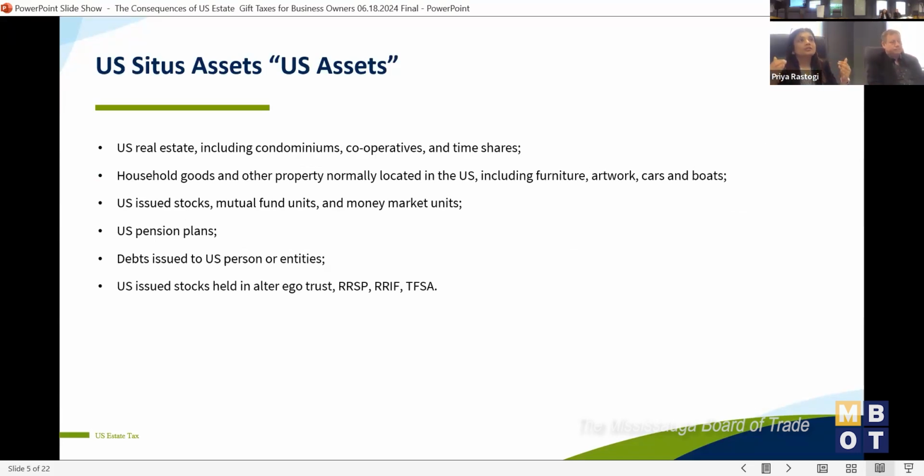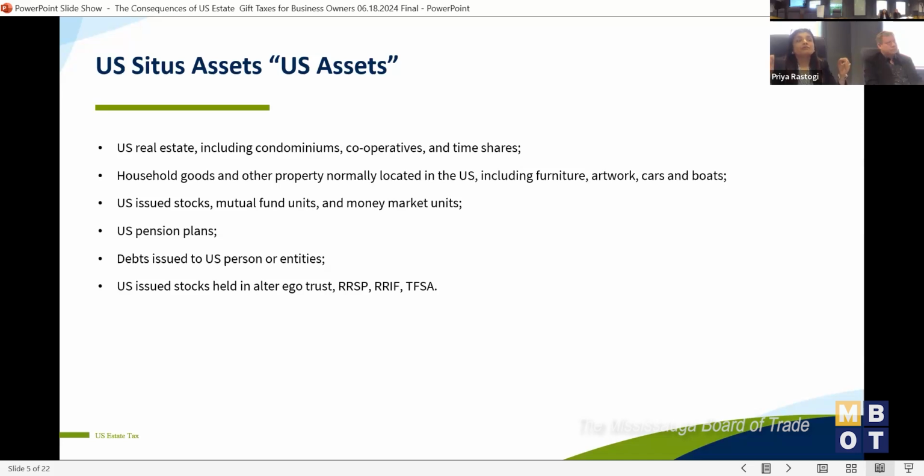So the way it works is we need to think about what US estates are, how US assets are, how it is related to worldwide estate, and how the calculation of the credit works. So as the name itself defines, US assets, very explanatory, whatever you have in the US is considered as US assets, which means US real estate, household goods which you have in the US, US pension plans, debts issued to US person or entities.